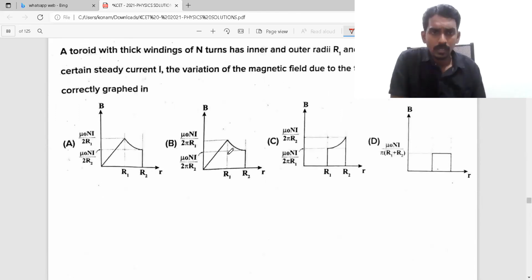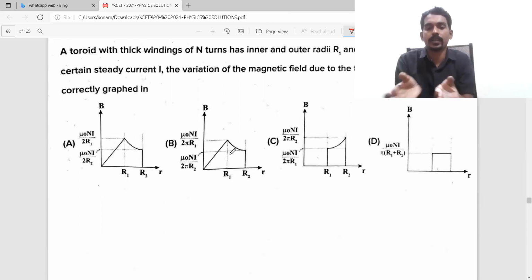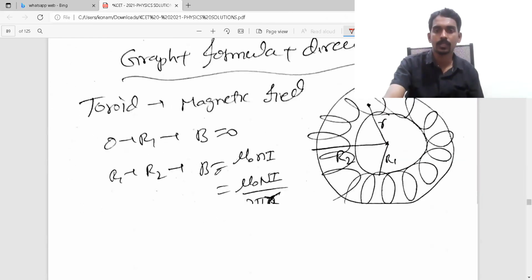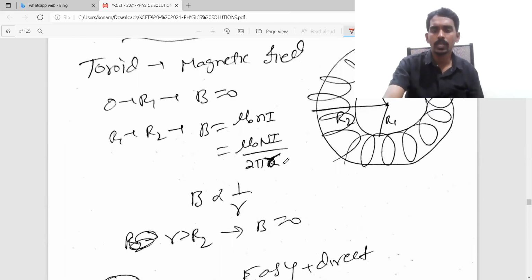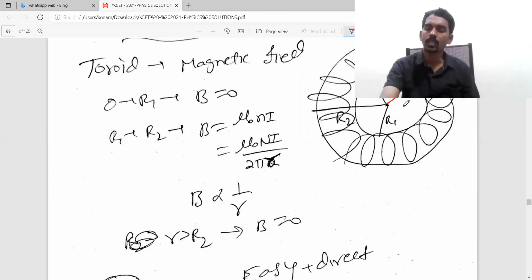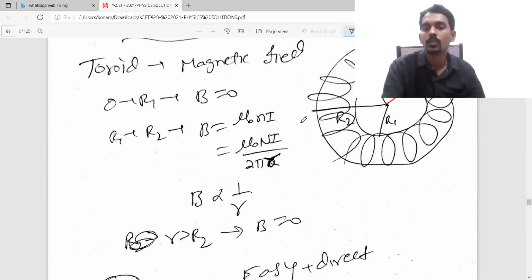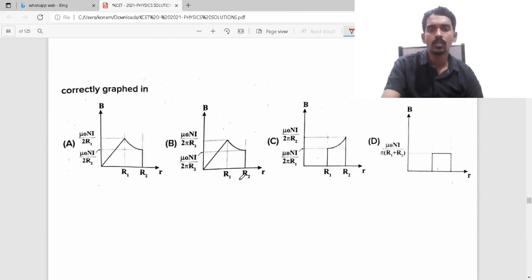Now, a toroid means if you take a solenoid and bend it into this shape. See, first thing, when you look at the toroid diagram, till this distance it is outside the solenoid, so the field is 0. Till R1 the field is 0, and for distances greater than R2 also the field is 0. So the field exists only from R1 to R2. From that only you can conclude.